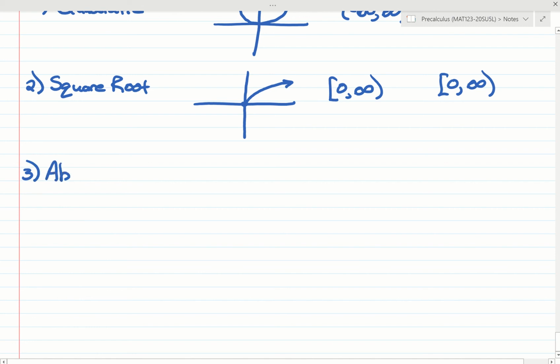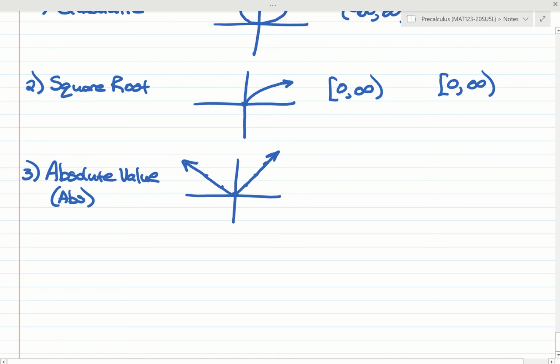Next is the absolute value function. Now sometimes we abbreviate absolute value as ABS. If you see that in Excel or on your calculator, it means absolute value. And the absolute value function, well, think about it. At 0, it's 0. At 1, it's 1. 2, it's 2. 3, it's 3. -1 is 1, -2 is 2. So you get this V-looking graph.